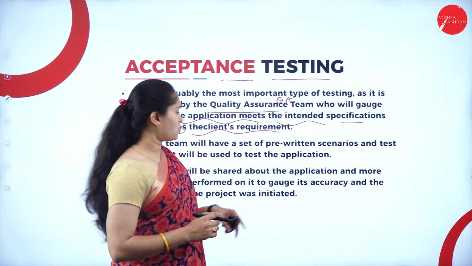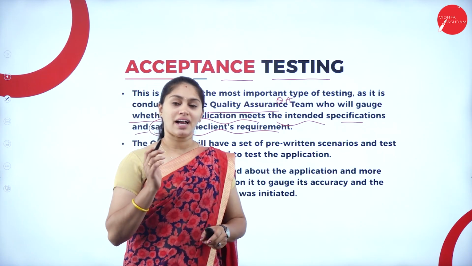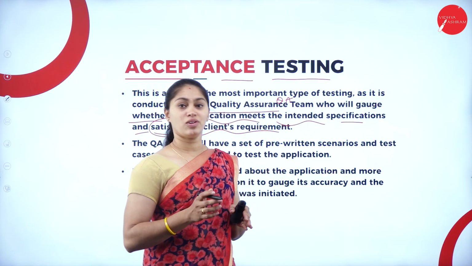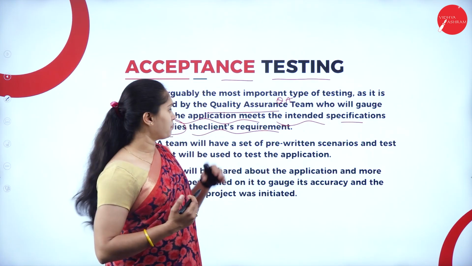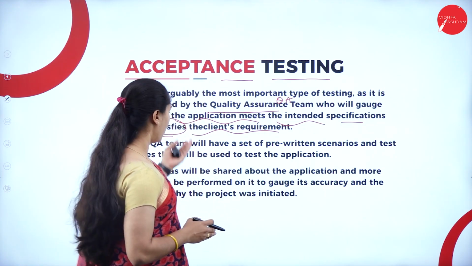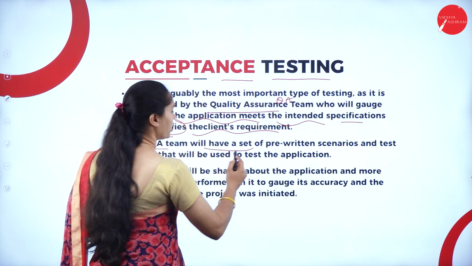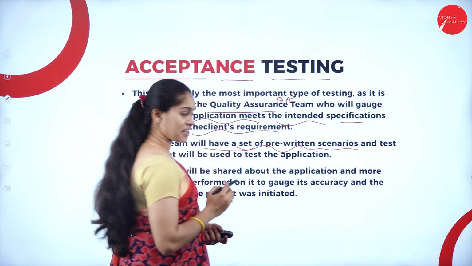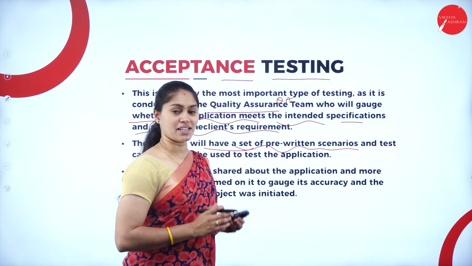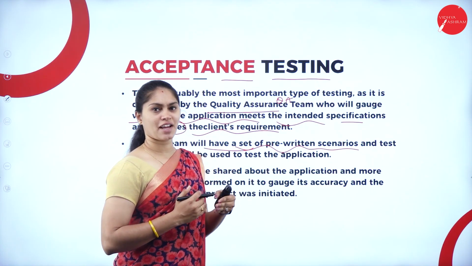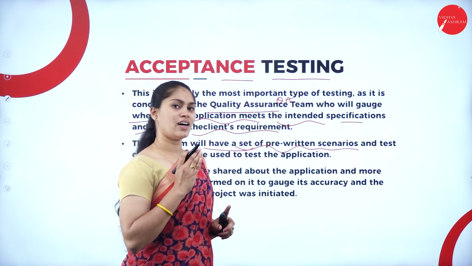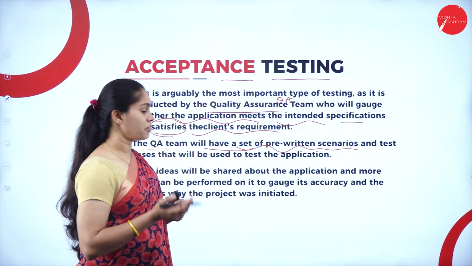So if it is satisfying the requirements of a customer and the specification of that product or project, then only can we accept that particular software. It will be done by the quality assurance team, the QA team. This will have a set of pre-written scenarios. For example, I am going to give 2 plus 3, 5 plus 9. If I give those values, will it give a proper result? Based on that, we will be checking.